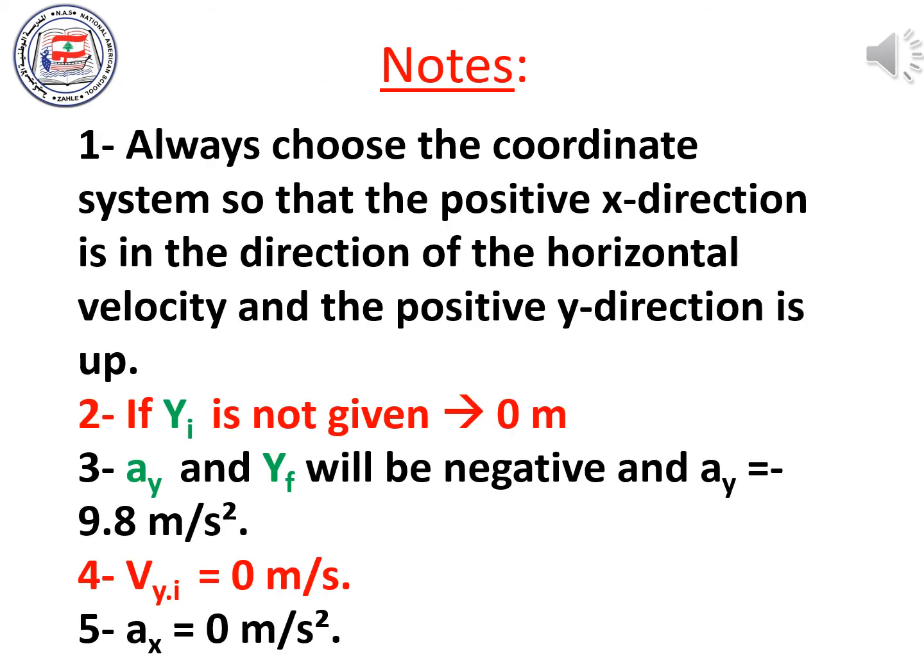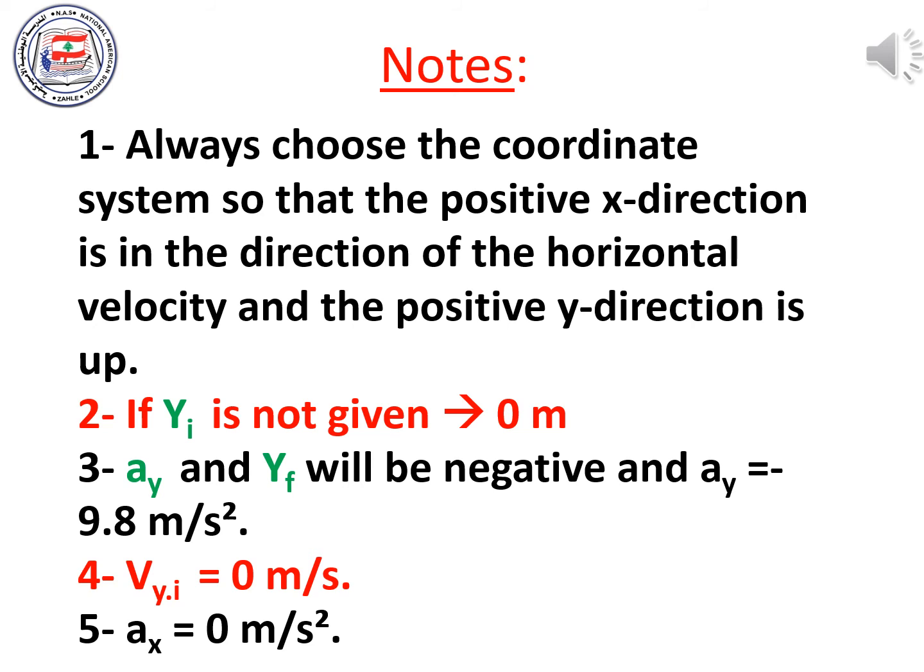Some notes that you need to know in order to solve problems including projectile motion. 1. Always choose the coordinate system so that the positive x direction is in the direction of the horizontal velocity and the positive y direction is upwards, so the downward direction is negative. If the initial vertical position is not given, then it is 0 meters. Ay and Yf, which are the vertical acceleration and the vertical final position, will be negative, and Ay is specifically equal to negative 9.8 meters per second squared. Why? Because they are downwards, and the downward direction is negative according to our coordinate system.